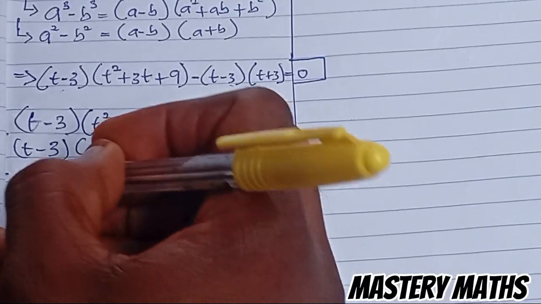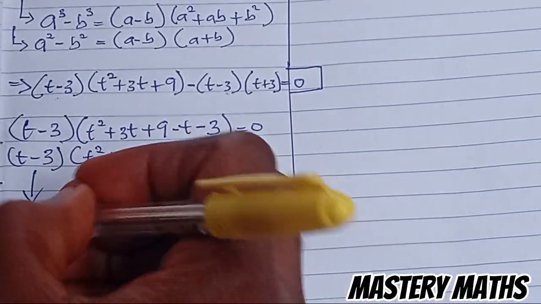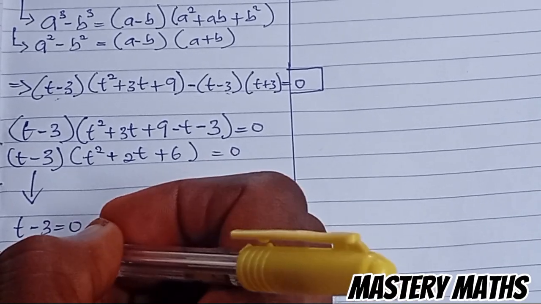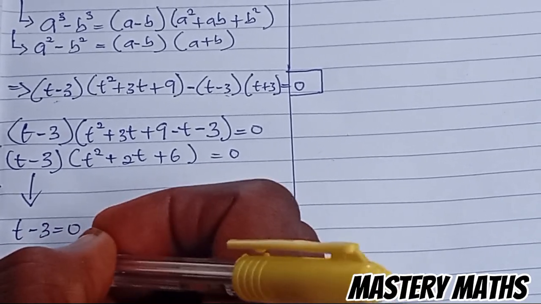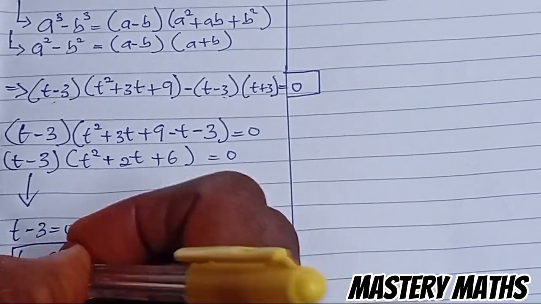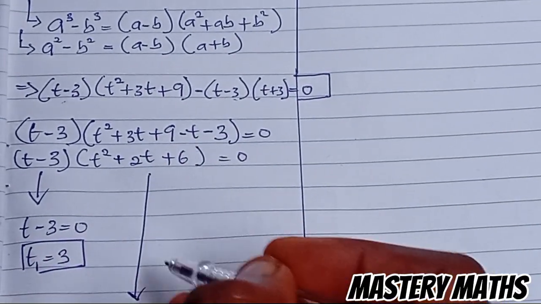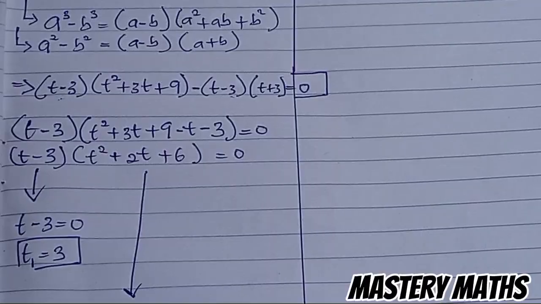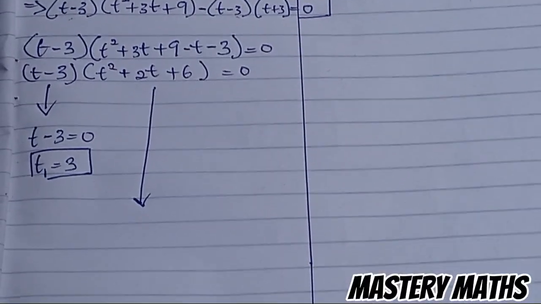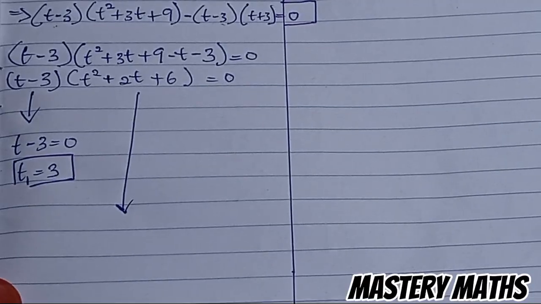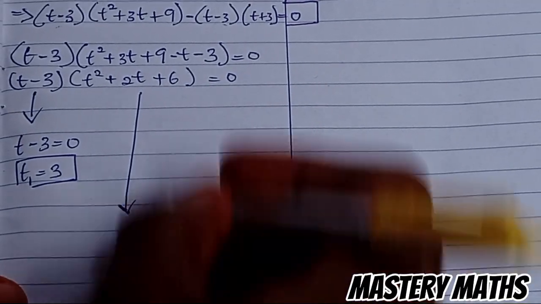Now already we've gotten the answer to the first one. We'll bring it out. Say t minus 3 equal to 0. When you collect your like terms, t is equal to 3. We call it t1. We've gotten the answer for t1, which is the value. Now let's solve for this one here. In order to solve for it, we're going to put it in the formula, using the formula method in solving this. We're bringing it down.